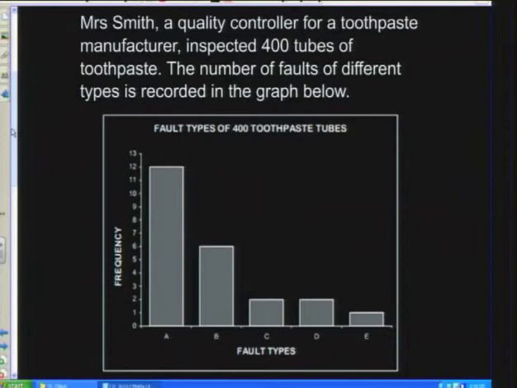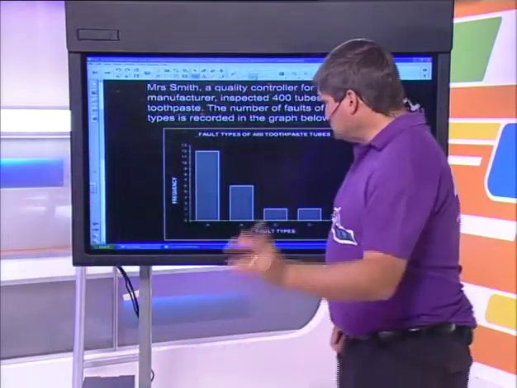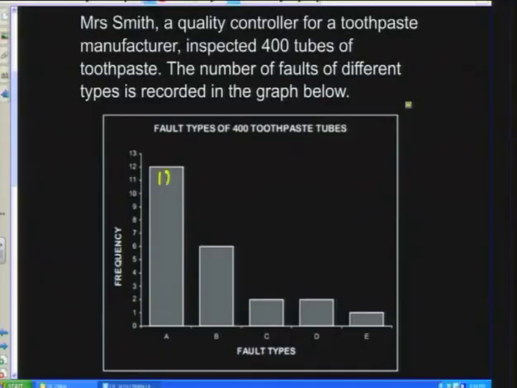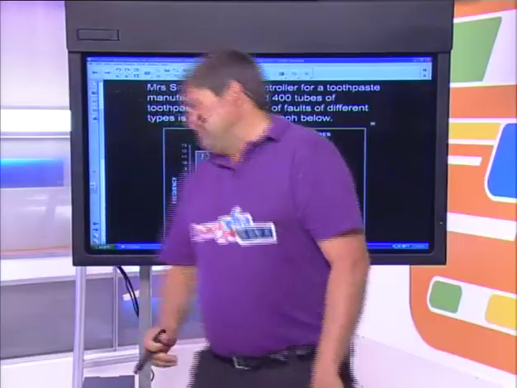So what actually happens is this. We've got someone who's doing a quality control. They're checking all the toothpastes that come past her. And 400 come past. And of the 400, she notices that 12 of them have a specific fault. We're going to call it fault A. Now, that fault A could mean anything. Maybe it means the lid isn't screwed on properly.